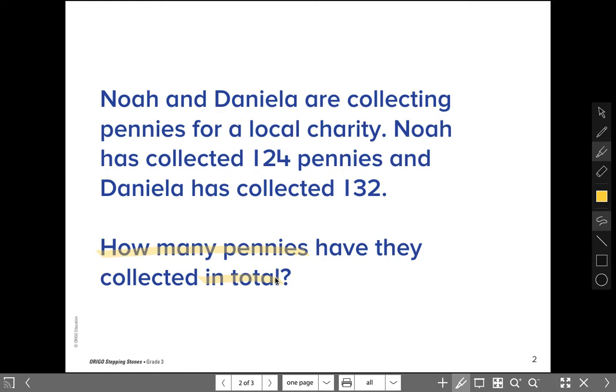So let's plan. What's the important parts? Okay, what do we need to know in order to solve this problem? Amir? You need to know that Noah has 124 pennies. Is his name important or just the amount? Okay, what else is important? Patience? 132. Okay, so I have read, I have considered, I have planned. Now, how am I going to write this problem, Giselle?